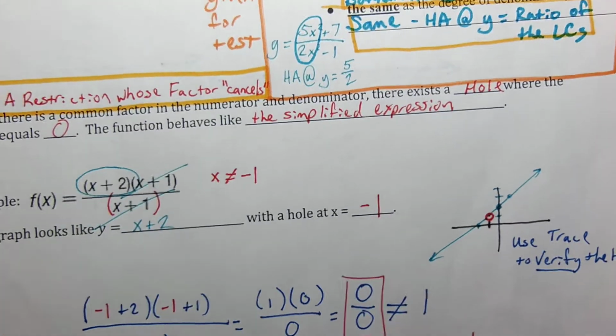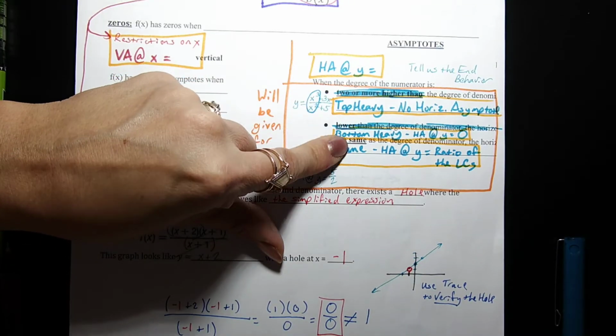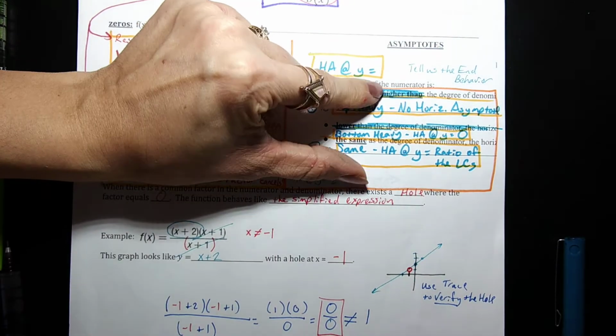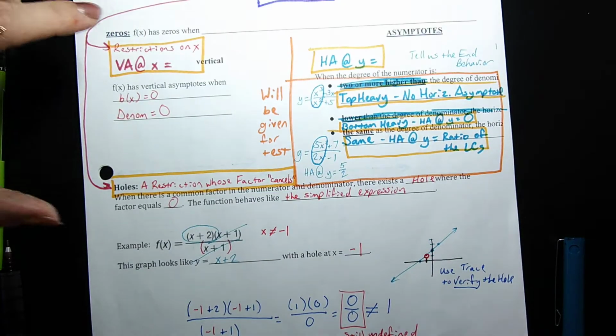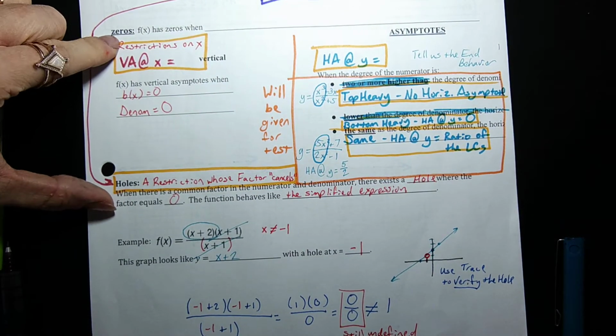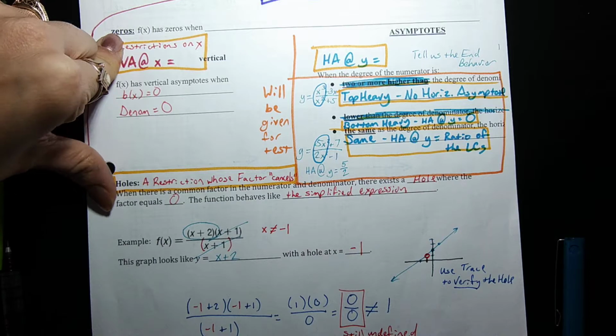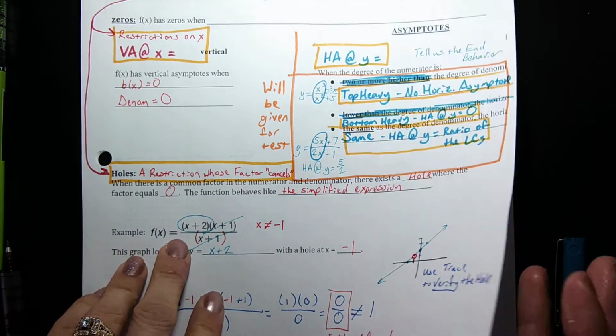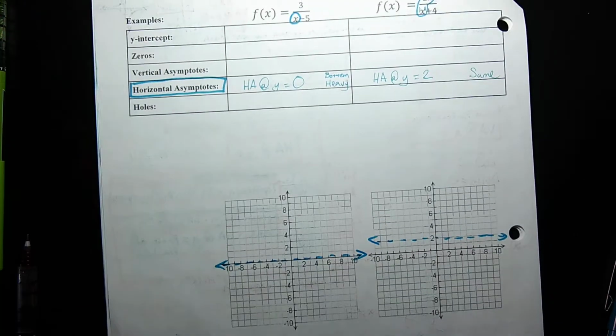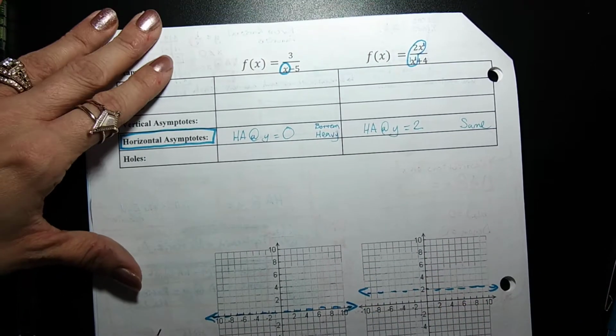Woof. So what have we got so far? Horizontal asymptotes. Top heavy, bottom heavy, same. And again, you will get this list of rules. We've got vertical asymptotes and holes. Both of these come from restrictions on x, which come from our denominator. So let's go ahead and turn the page. And let's start looking at these key features relative to these two graphs.